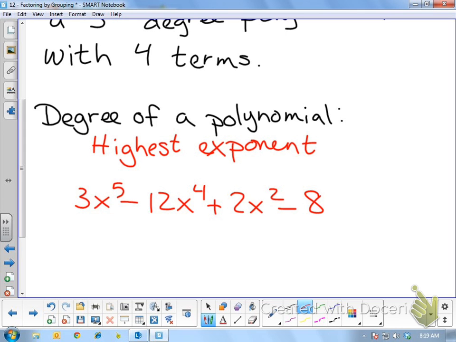What degree polynomial would this be? 5th degree. The highest exponent is a 5. So we're not looking at the coefficients at all. We're looking just at the exponents to name the degree. So this is a 5th degree polynomial. How many terms does this have? 4. We have 1, 2, 3, 4 terms.